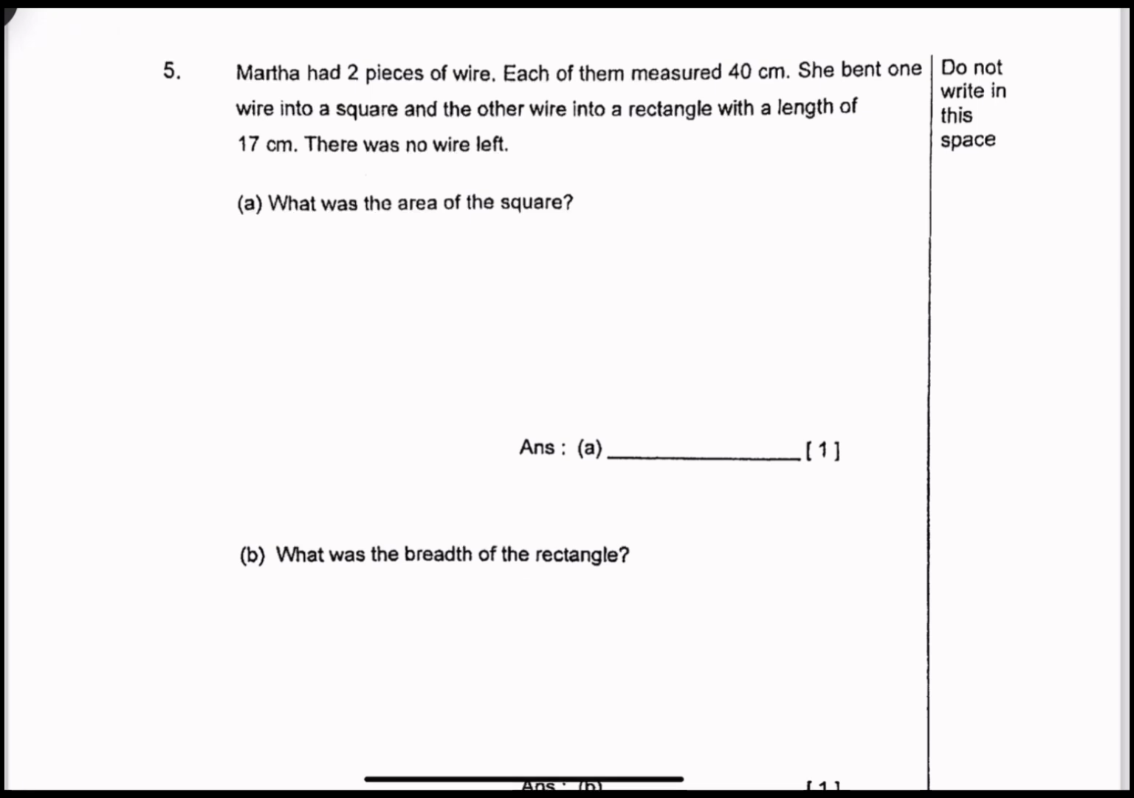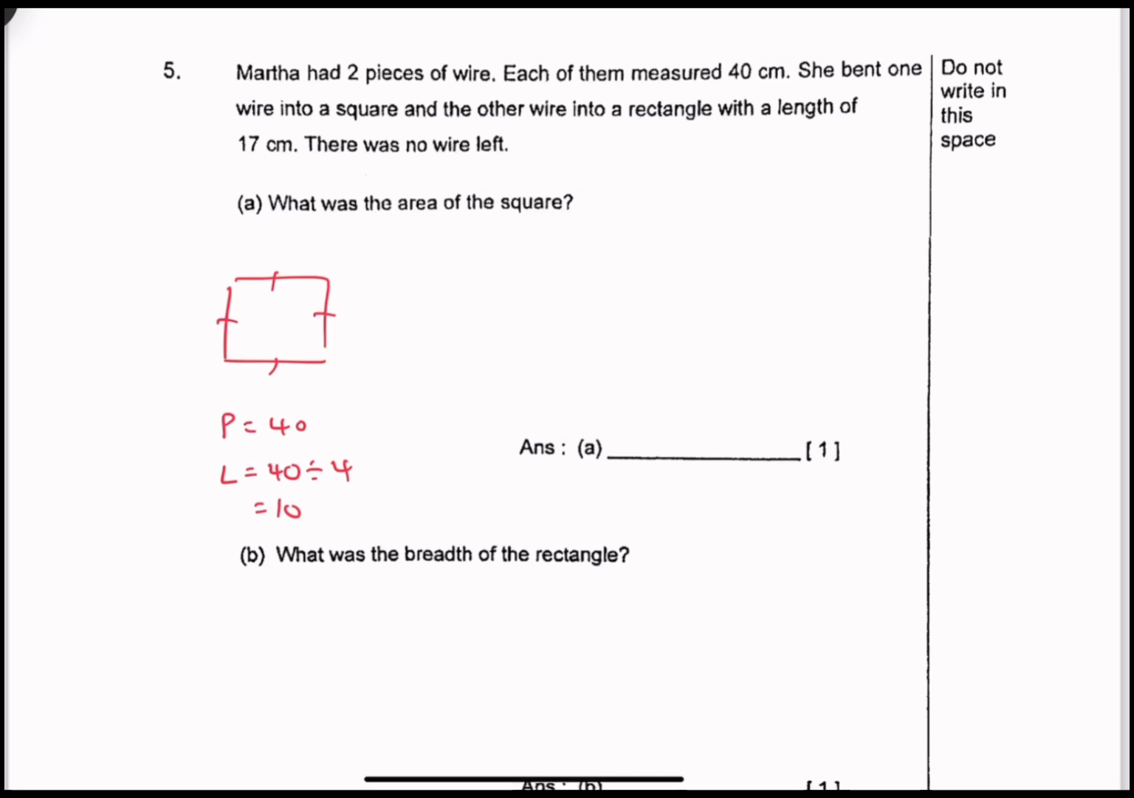Question 5. Martha had 2 pieces of wire. Each of them measured 40 cm. She bent one wire into a square and the other into a rectangle with a length of 17. So she has 2 wires, each one 40. First, what's the area of the square? It was bent into a square, so you know the perimeter is 40. All 4 sides are the same. So one length is actually 40 divided by 4, which gives you 10.